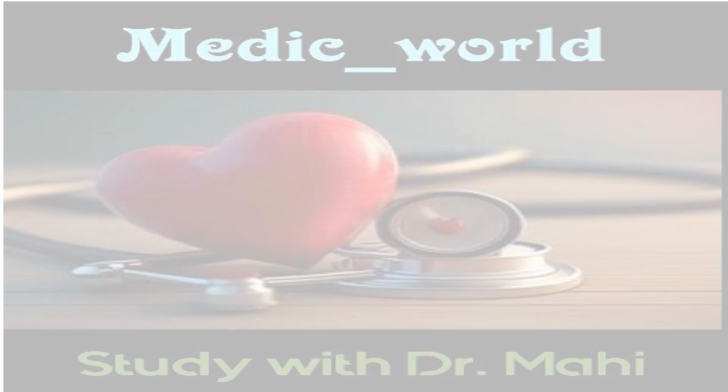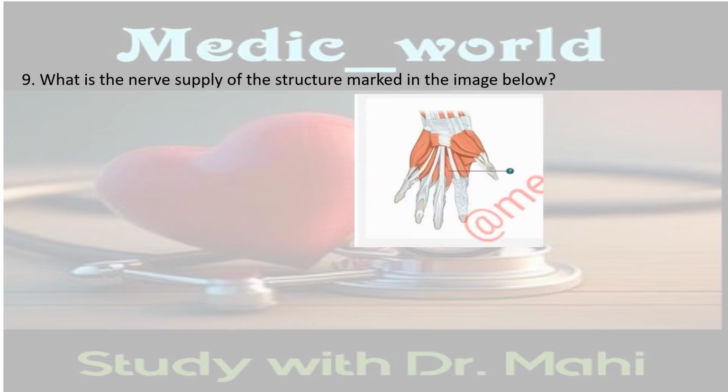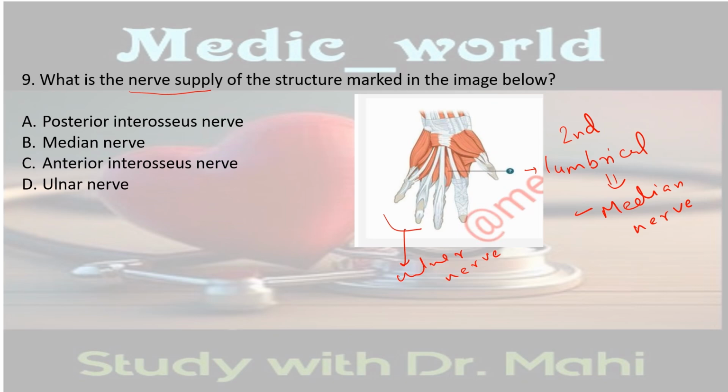Now the next question. What is the nerve supply of the structure marked in the image below? In the image, the structure which is marked is the lumbrical, and it is the second lumbrical. We are asked about the nerve supply of the second lumbrical, which is the median nerve. We all know this. And the other two lumbricals on the medial side are supplied by ulnar nerve. So the answer to this question is median nerve, that is option B.